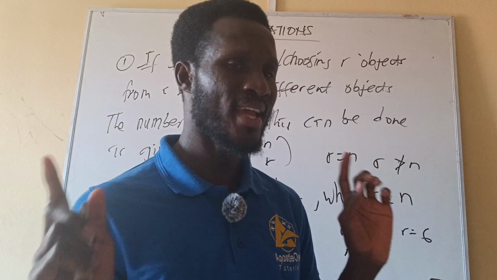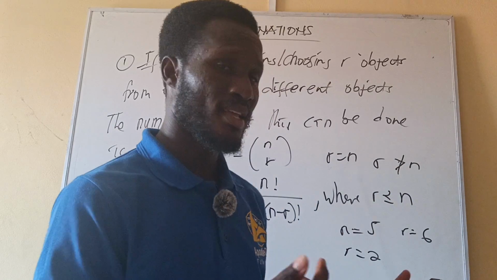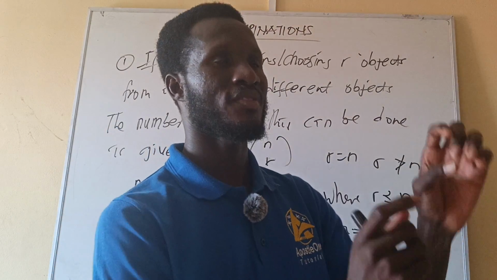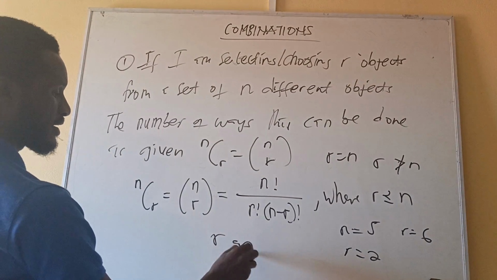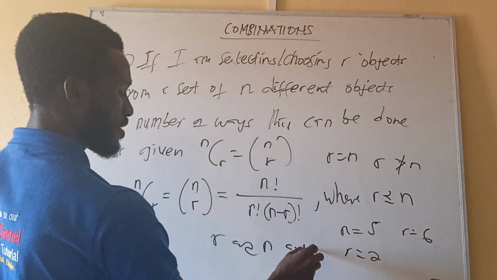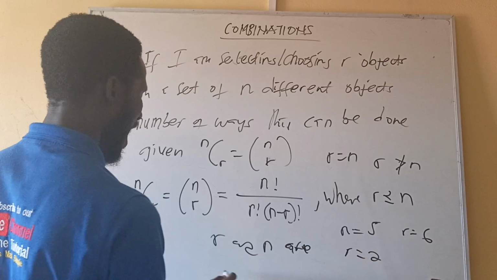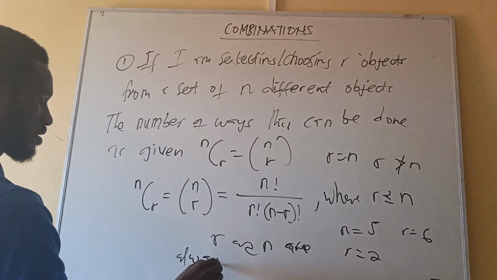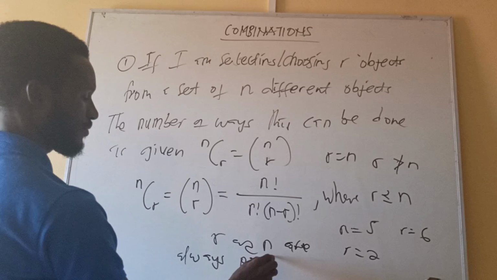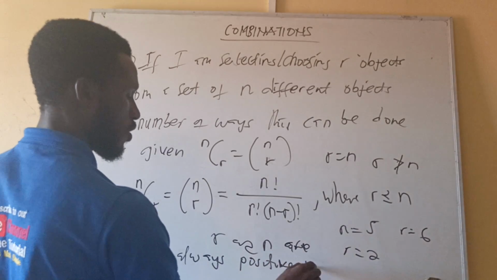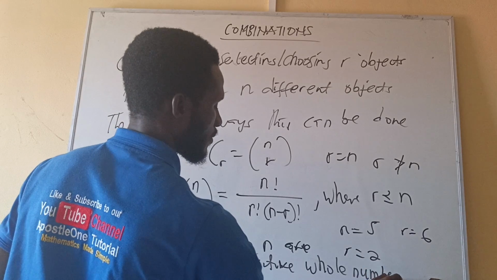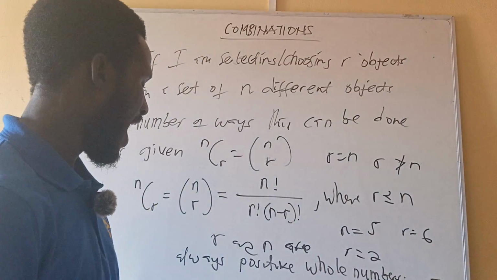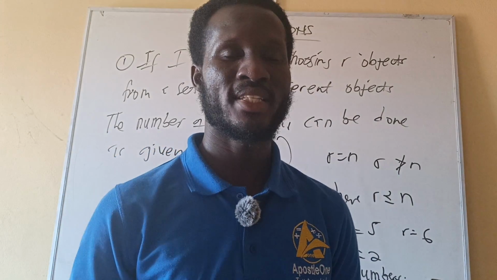You know, I can't select a negative number. You get it? And the same way, I can't say that my number of selection is negative. So because of that, r and n are always positive whole numbers. N and R are always positive whole numbers.